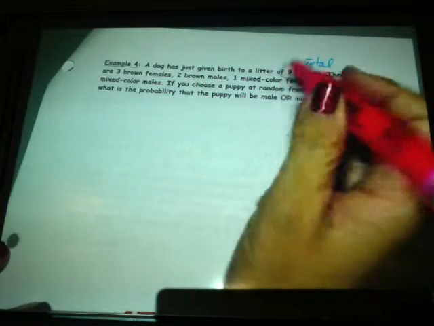So last page, last example. A dog has just given birth to a litter of 9 puppies. There are 3 brown females, 2 brown males, 1 mixed color female, and 3 mixed colored males. How many puppies altogether? 9 puppies total, right? You didn't have to count them. Okay. If you choose a puppy at random from the litter, what is the probability that the puppy will be male or mixed color?